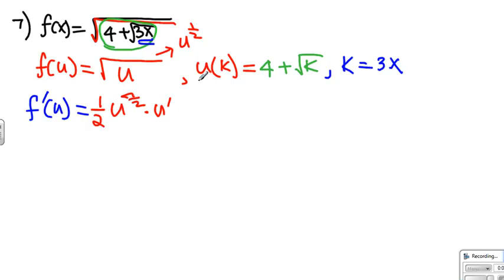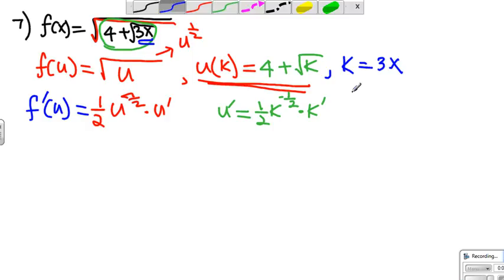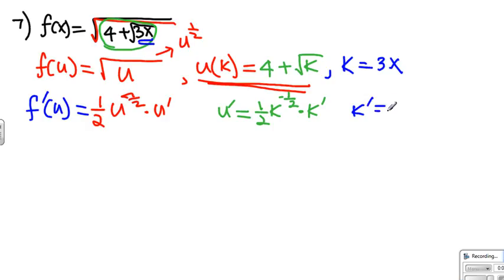U prime can be figured out from our second expression. Here we see that u prime, when 4 becomes 0, then the rest of the second layer looks just like the first layer, which gives you 1/2 k to the negative 1/2 power, and multiply that by k prime. Now, the third layer here becomes, since k is equal to 3x, k prime simply is equal to 3. Now, if you put all those things together, then what we end up getting is this.